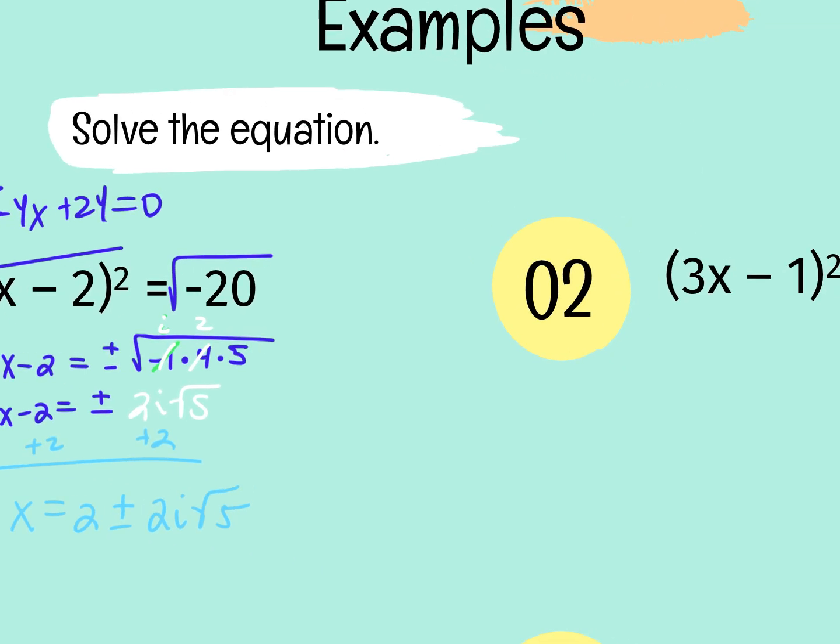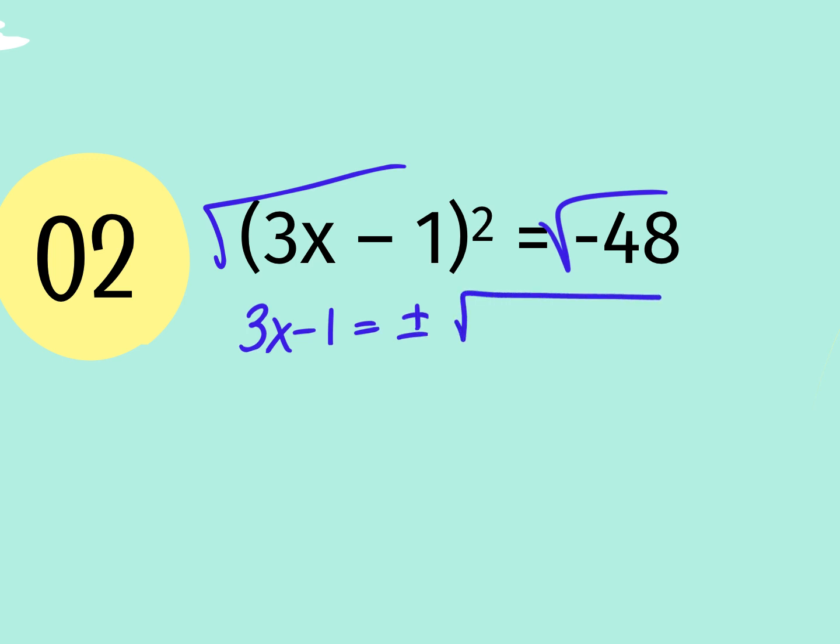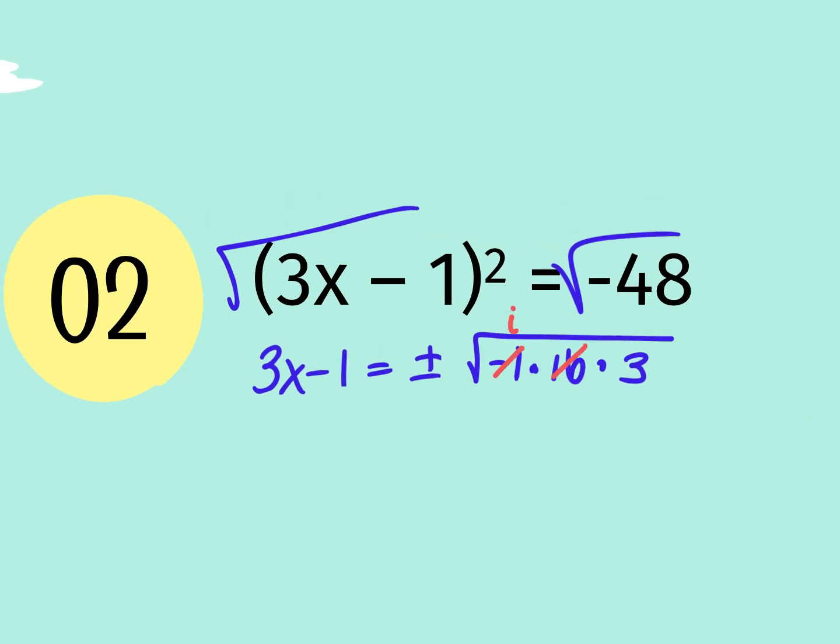All right, so let's look at number 2. Same situation here, right? A binomial by itself set equal to a number. What should we do? Take the square root. Good. So I have 3x minus 1 equals plus or minus, break this up, negative 1 times 16 times 3. You want to try to find the biggest perfect square and smallest non-perfect square. So what can I pull out from underneath my radical? I can take out an i here, and I can take out a 4. So I have 3x minus 1 equals plus or minus 4i square root of 3.